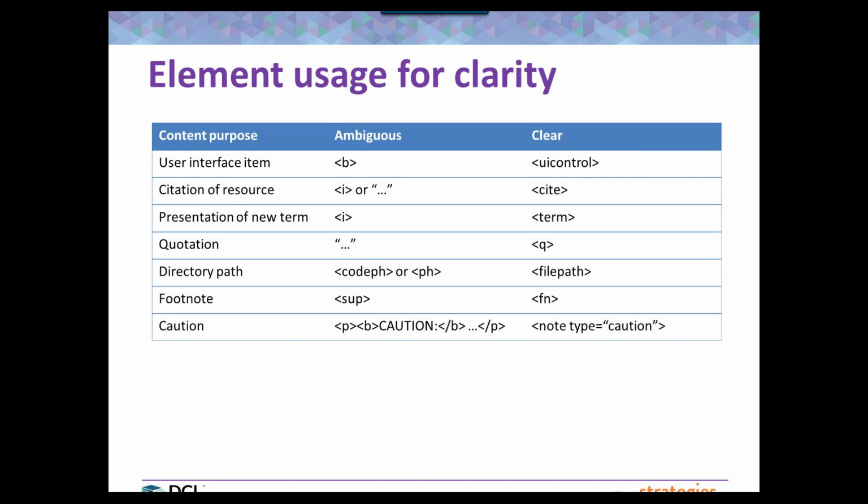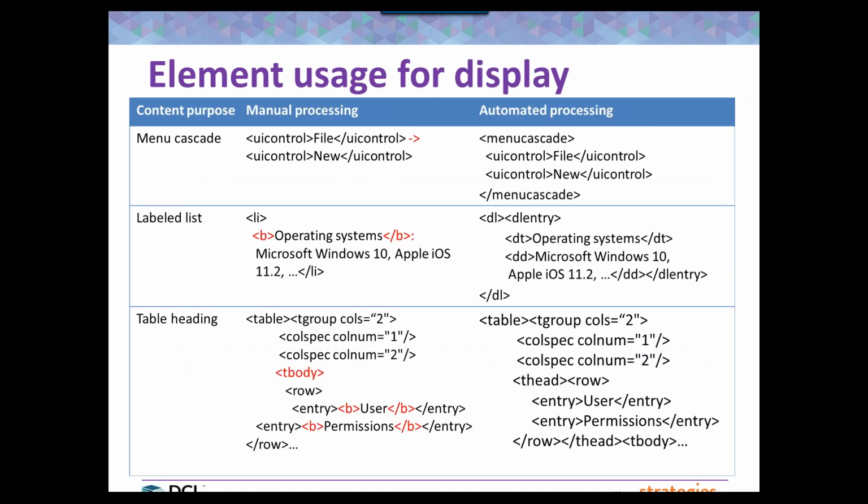These are the high-instance elements where I see folks not use them and work around them, which not only causes more work for you, particularly in this caution example, where it's actually a lot more work to put all this together when you could just use the note type, but it also causes a lot of aggravation, inefficiency, and additional cost for every language that you translate this content into. So that was for clarity.